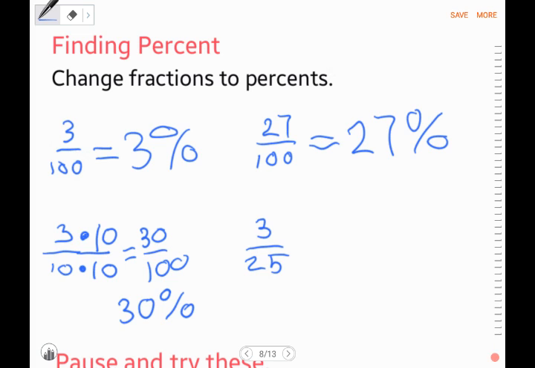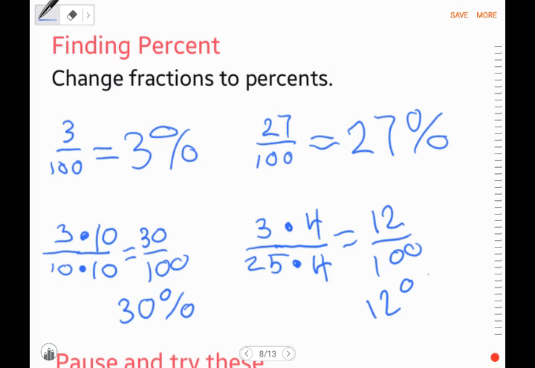Okay, let's do one more here. 3/25. Well, we know that 25 is also a factor of 100. 25 times what gives us 100? 4. So we're going to multiply this one by 4/4. And we will get, let's see, 12/100, which we now know to mean 12%. So that's how we find percents given a fraction when the fraction is a factor of 100.